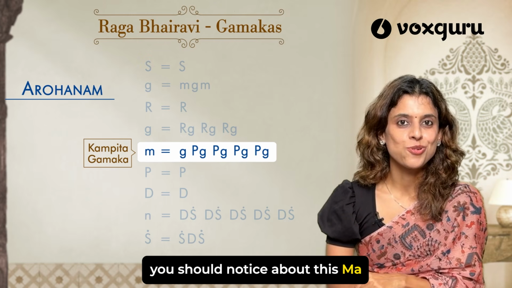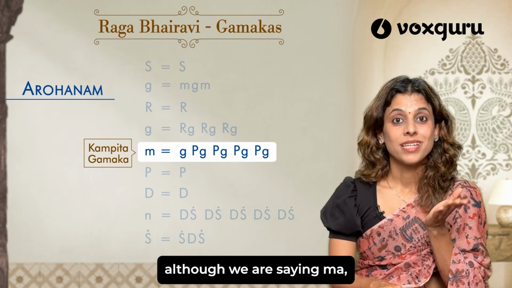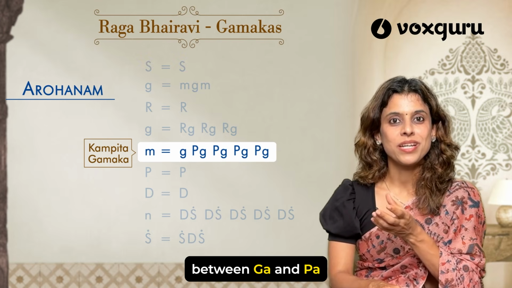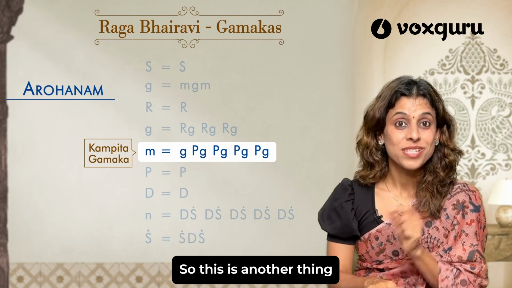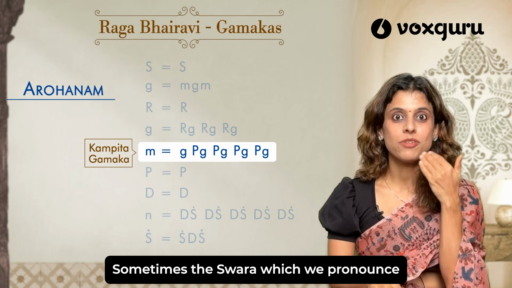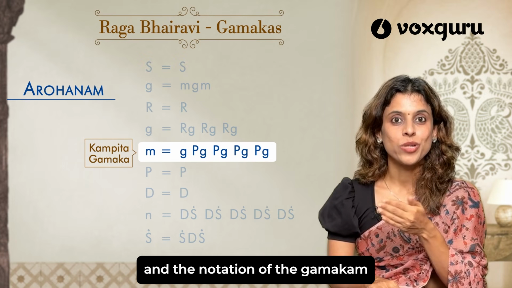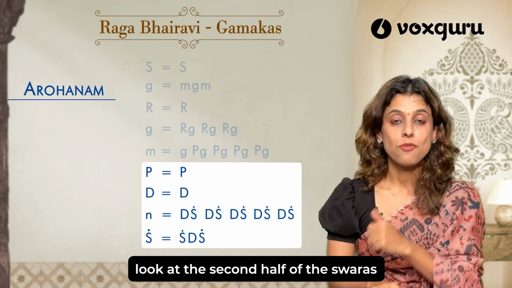Another interesting thing you should notice about this Ma is, although we are saying Ma, the Gamakam is just oscillating between Ga and Pa, right? So there is no Ma at all in the Gamakam. This is another thing you should know about Carnatic music. Sometimes the Swara which we pronounce and the notation of the Gamaka might be totally different.